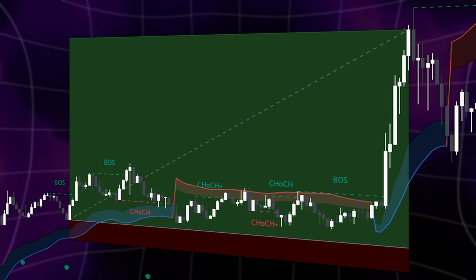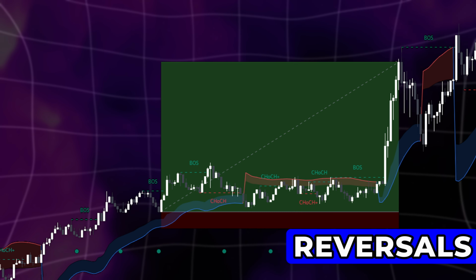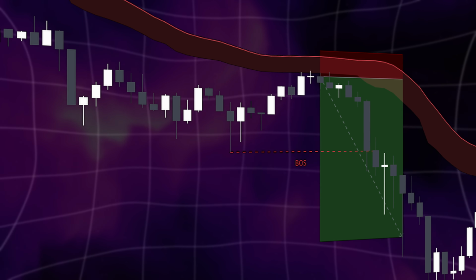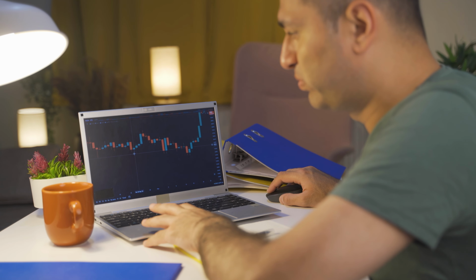In this video, I'm going to show you a highly accurate reversal trading strategy using LuxAlgo's all-in-one indicators, ones I wish I'd known about before I started trading.